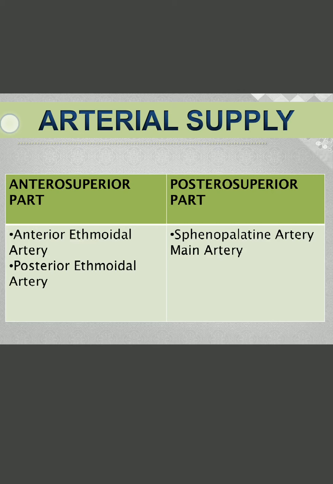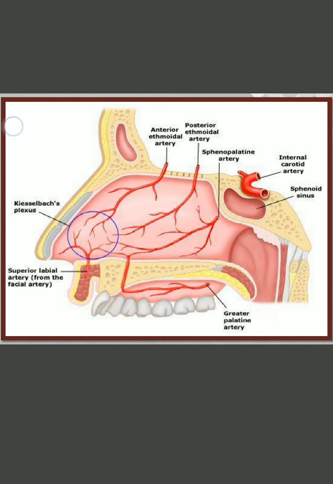it is supplied by the sphenopalatine artery, which is branch of the maxillary artery. It is the main artery. So in this figure, you can see this is the anterior ethmoidal artery. This is the posterior ethmoidal artery. This is the anterior superior location, and posterior to these there is the sphenopalatine. So this is posterior superior portion of the nasal septum.